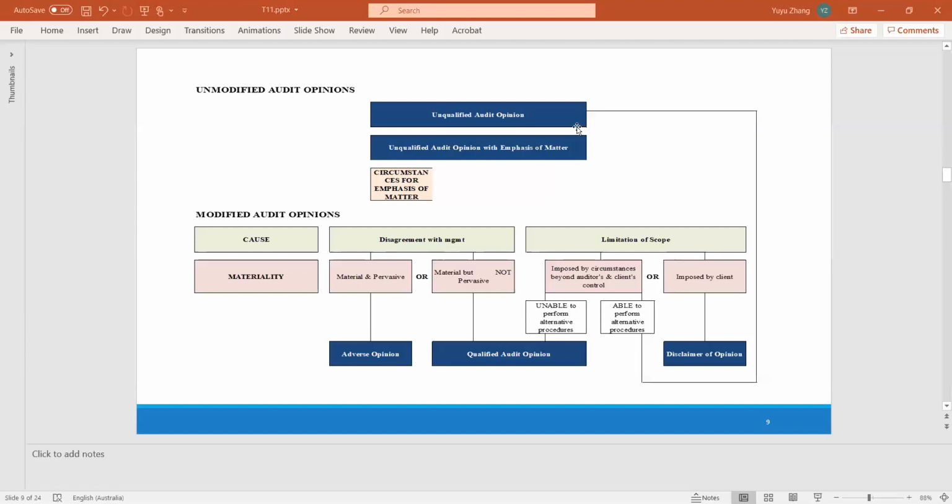Okay, so Ganna got a question regarding which one is worse, adverse or disclaimer? Equally worse. Adverse means fundamentally auditors don't think the financial statement is true and fair. Disclaimer means auditors couldn't issue the audit opinion. They refused to issue their audit opinion, so they are equally serious. Okay, have I answered your question, Ganna?